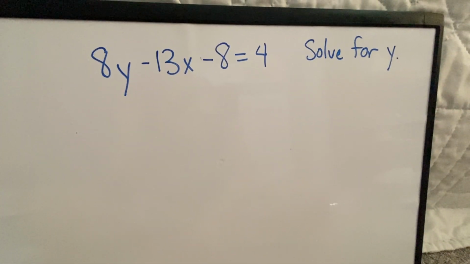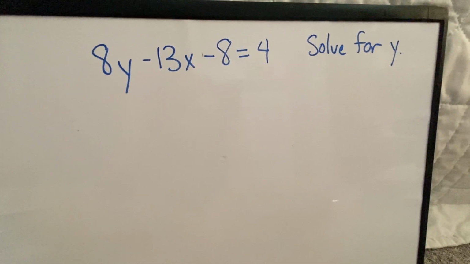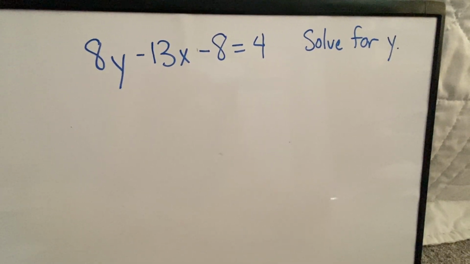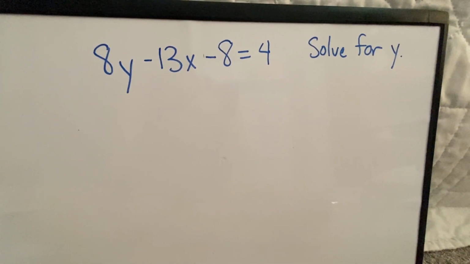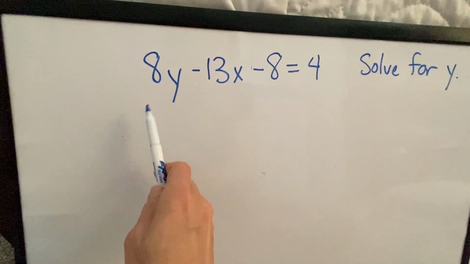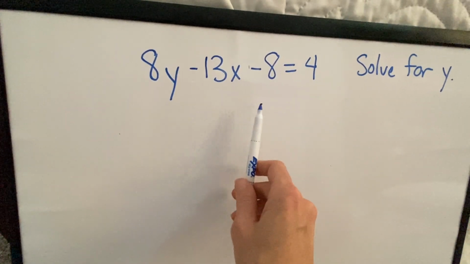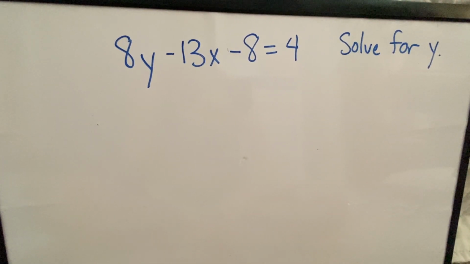All right, jumping into lesson 42, Algebra 1. We are trying to solve for a variable when there are two variables sitting in your equation. So for example, this has 8y minus 13x minus 8 equaling 4. And they say, okay, well, solve for y.